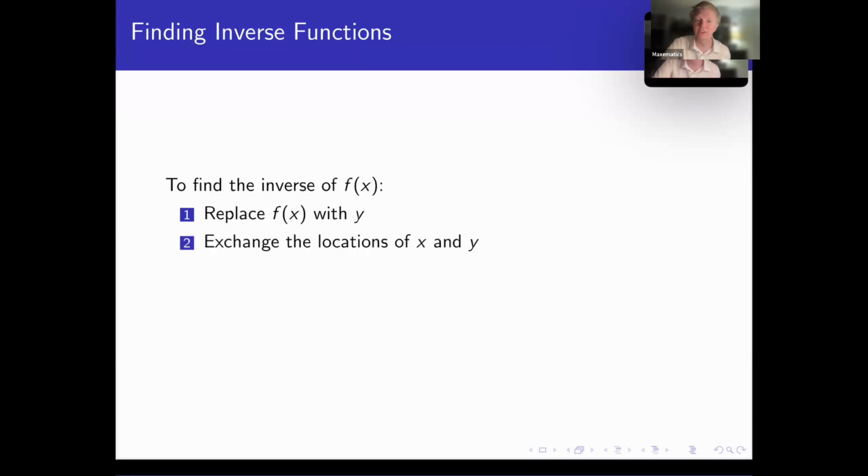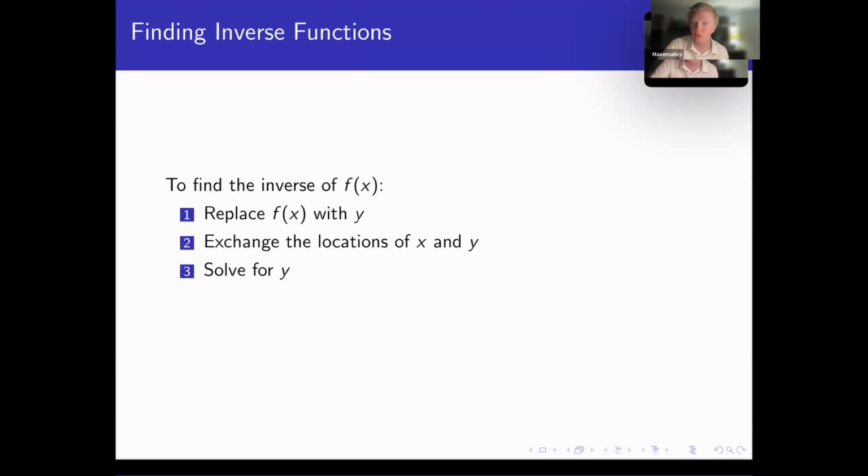Step 2, we're going to exchange the locations of x and y. What I mean by that is literally, wherever we see x, start writing y. Wherever we see y, start writing x. So we are literally taking all the locations and flipping them between x and y. And this is the new step to this section.